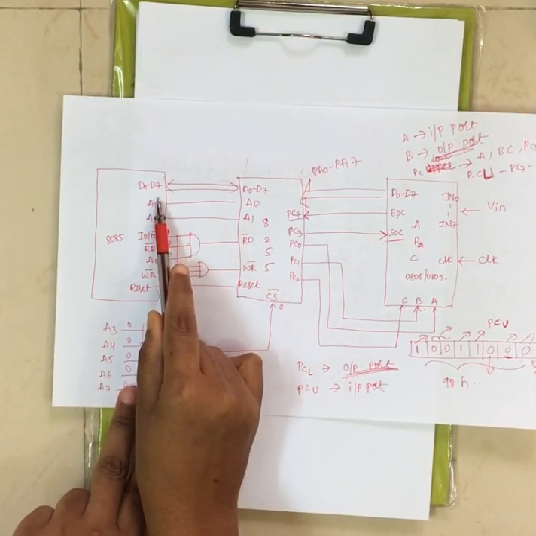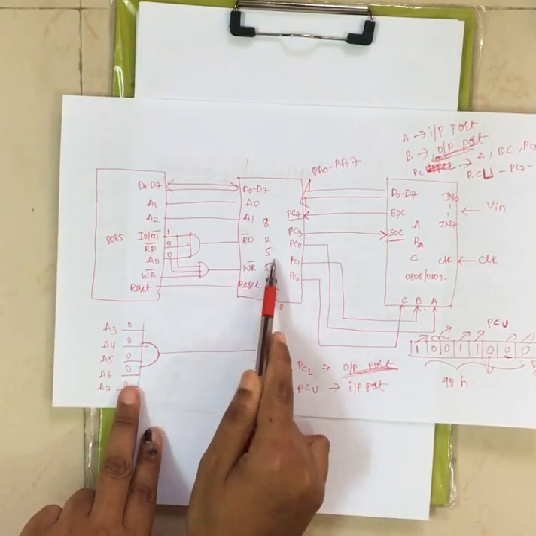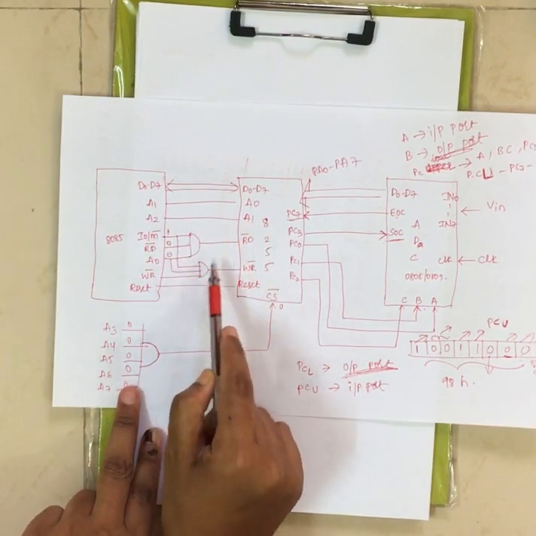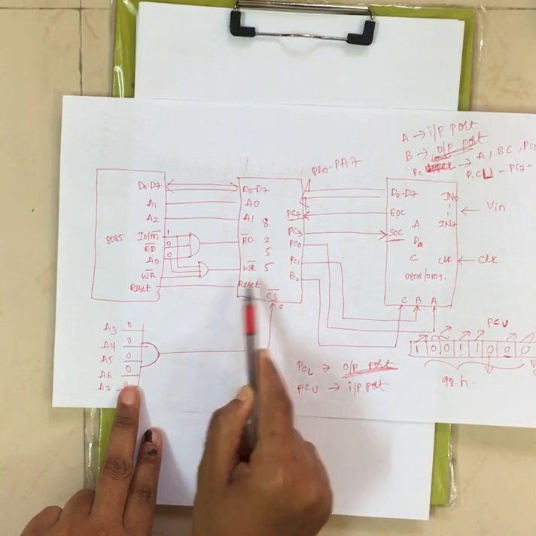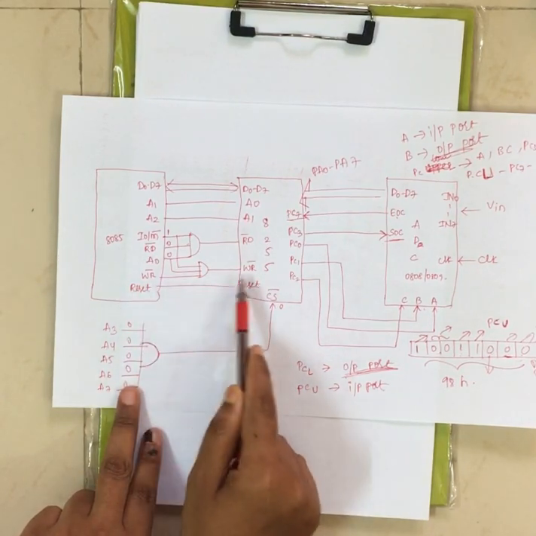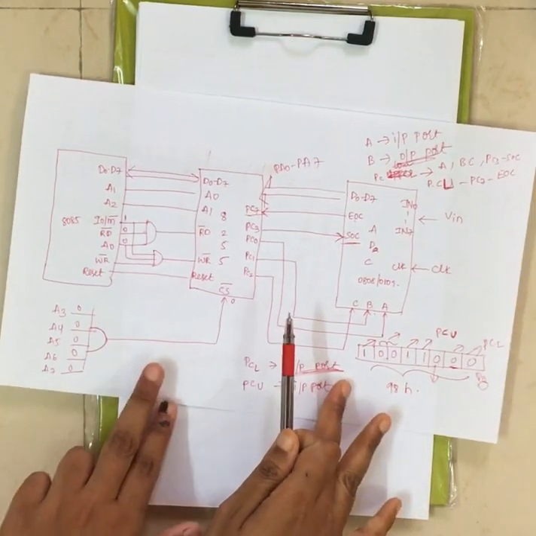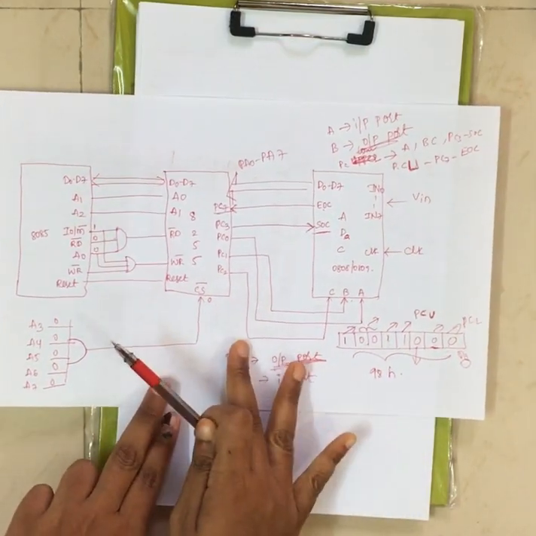D0 to D7 data bus of 8085 is connected to data bus of 8255, A1 to A0, A2 to A1. Now IO read operation and IO write operation, reset of 8085 is connected to reset, and the remaining address lines are used for chip selection, right? Now this interfacing is under IO mapped IO, right?